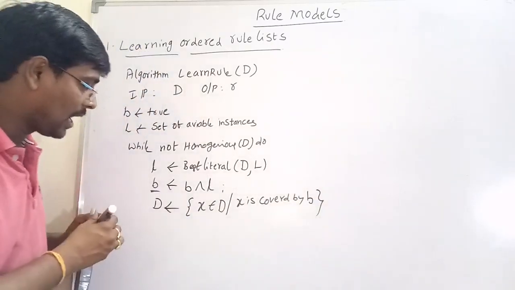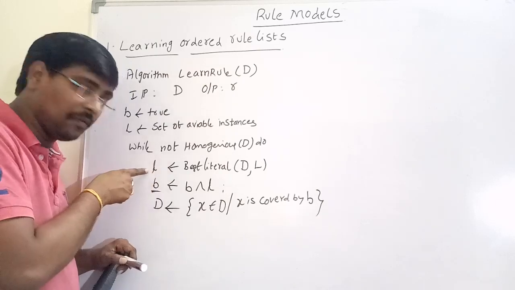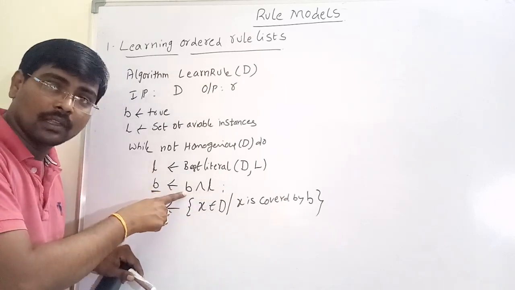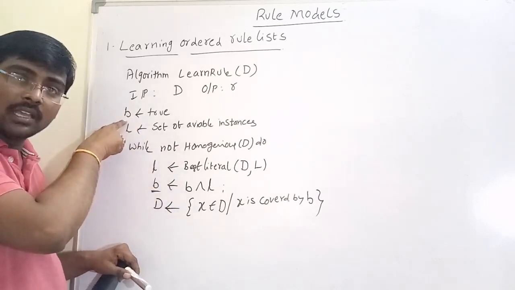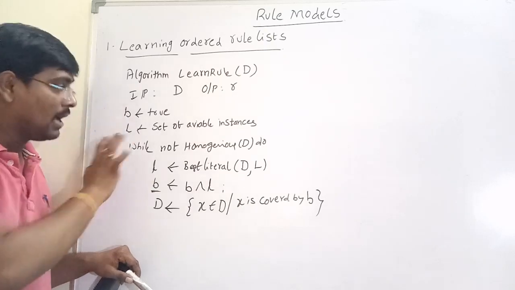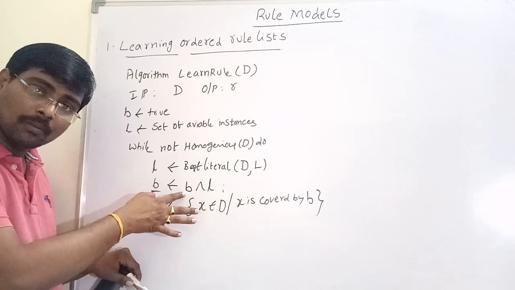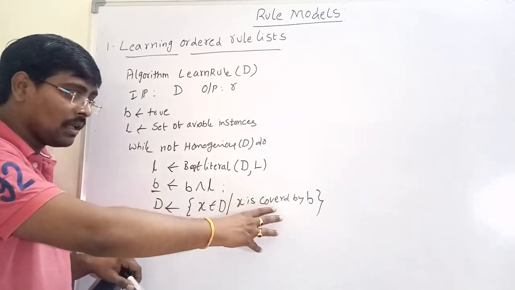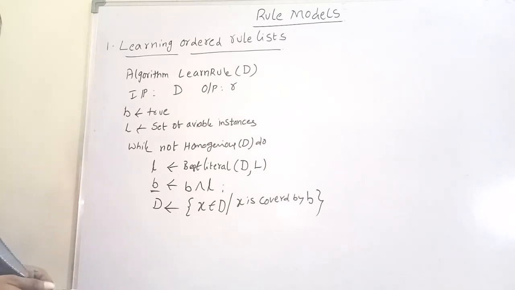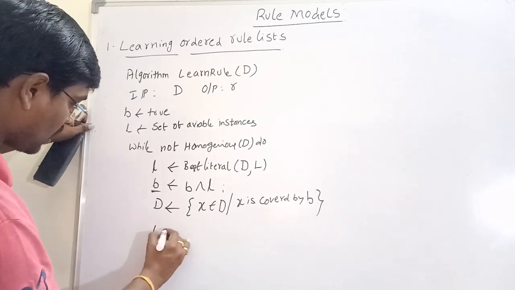In simple terms, I am identifying the best literal, that means I am identifying one literal. That literal is added to the rule. Suppose initially I am creating a rule as B. Initially the value is true, that means it does not contain anything. Whenever a literal is added, it is added to the B. Now D becomes the set of instances that are covered by the rule, and the set of available instances is updated.